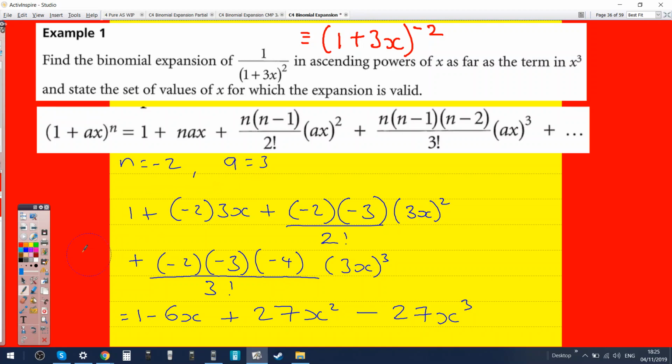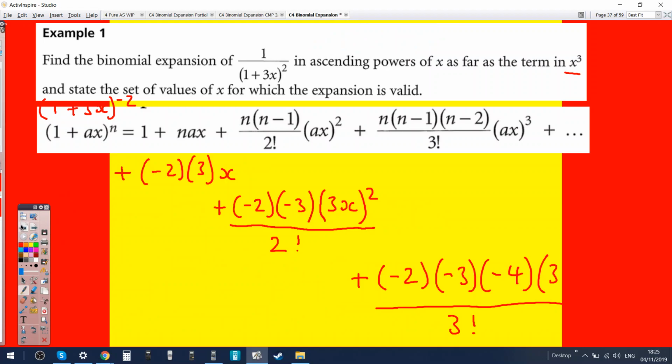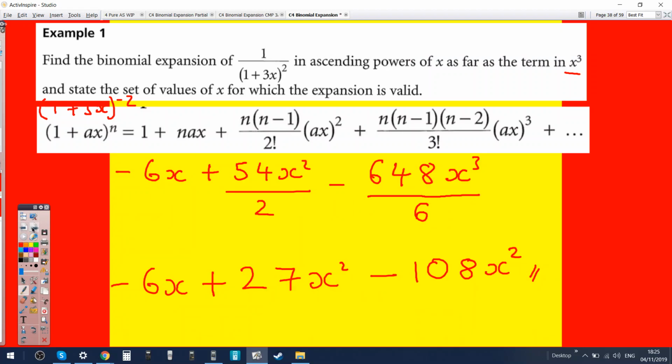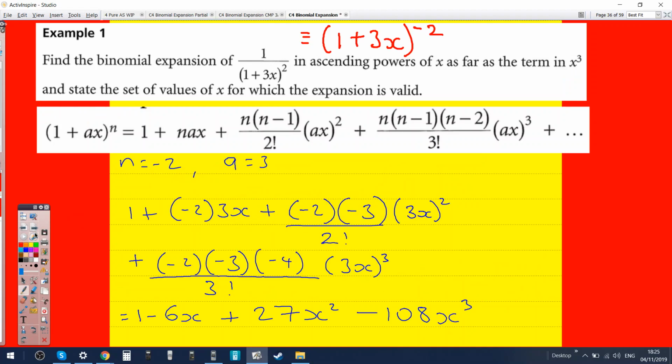Because I think I've done. The cubed one wasn't? Yeah. How long was the cubed one? Minus 108. Right, x cubed. X cubed, yeah. Yes, there we go. Oh, I wrote squared. Should be cubed. Minus 108 x cubed. Great.